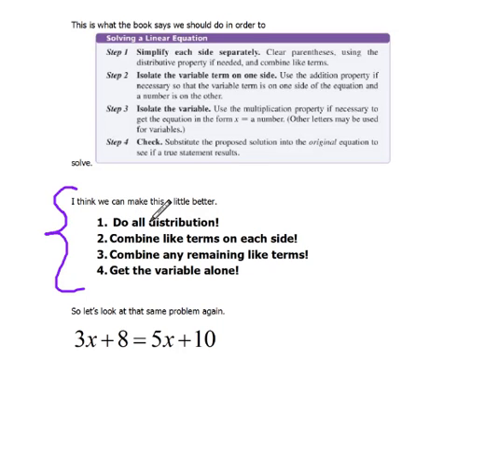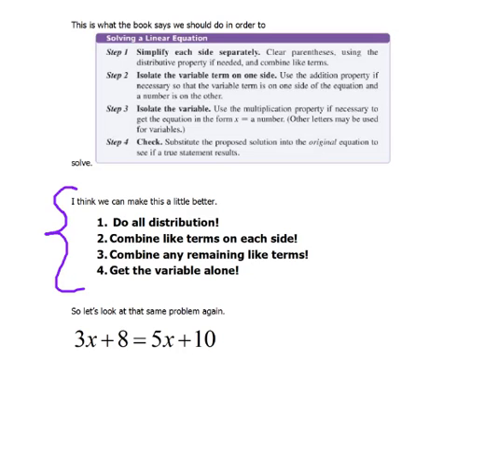First of all, you have to make sure you do all distribution, no matter what. Everything has to be distributed before you can do anything else. That's rule number 1. Now, once all distribution is done, then we're going to combine like terms on each side. So we're going to look at the left side and combine like terms, and look at the right side and combine like terms. When we're done with that, then we may still have like terms on opposite sides of the equal sign that we may need to combine. And then finally, we're going to get the variable alone.